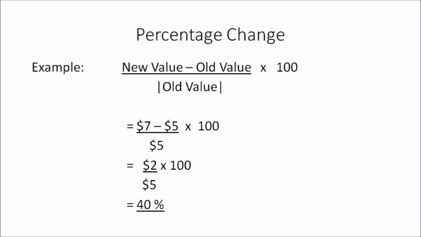So $7 minus $5 will give you $2. $2 divided by $5 multiplied by 100 gives you 40%. It is a positive change. That means the amount you have has increased by 40%. From having $5, you now have $7. It increased by $2. However, in percentage terms, you now have 40% more dollars.